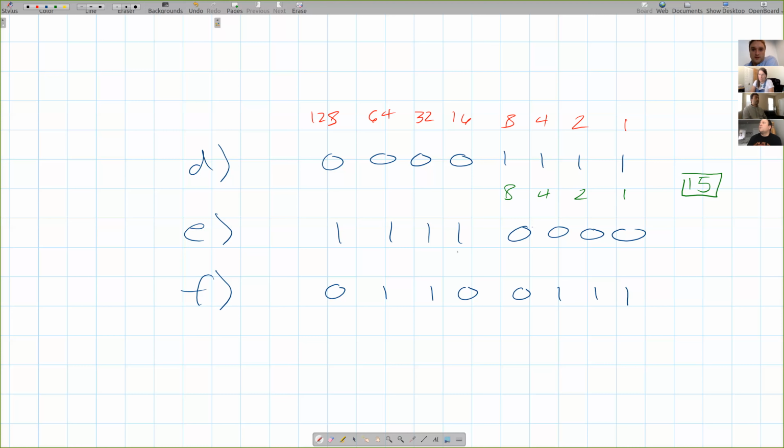This one is 128, 64, 32, and 16. And when you add those together, you get 240. This one is 64 and 32 and 4 and 2 and 1. And if we add those together, we get 103.